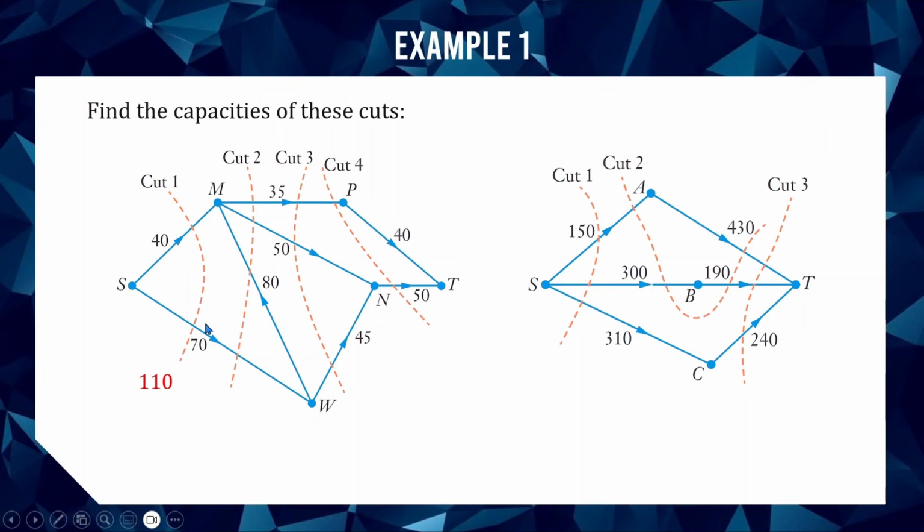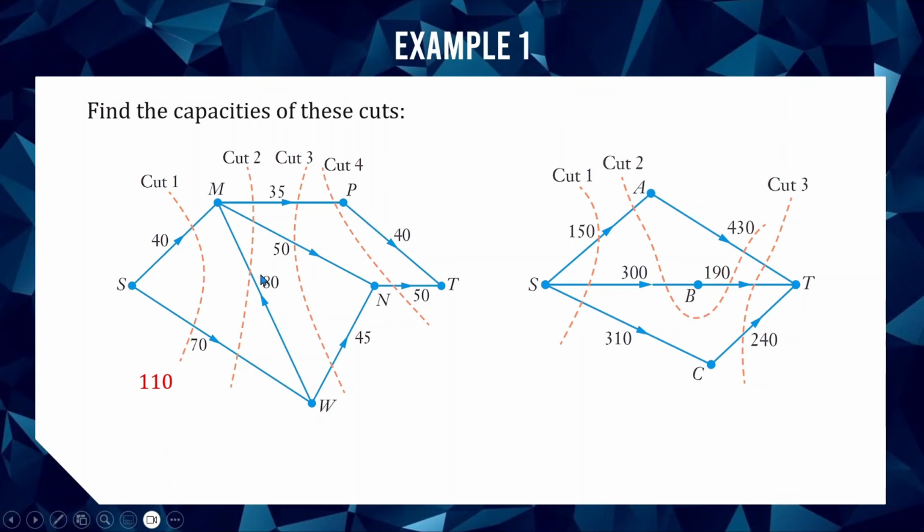Now, where these get tricky is you only count flow that's being blocked from left to right, from the source side to the sink side. So when we're talking about cut 2, the 35 is all good, the 50 is all good because they're both going in the right direction. The 70 down here is all good. However, this line from M to W is flowing from right to left if you look at this arrow. Because that 80 is flowing from the right-hand side to the left-hand side, or from the sink side to the source side, we are not going to count this 80.